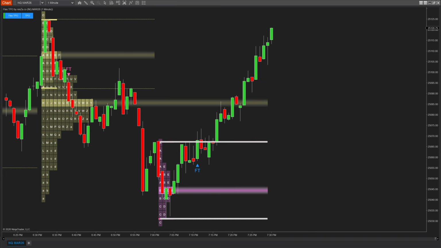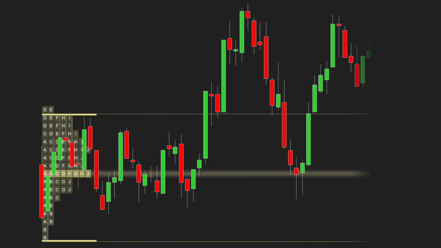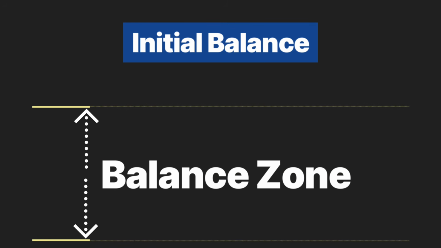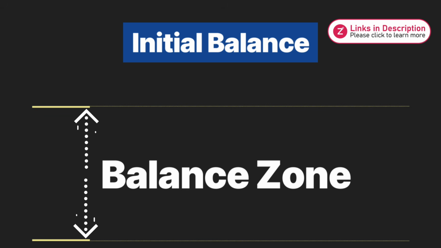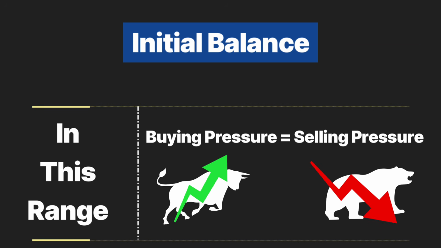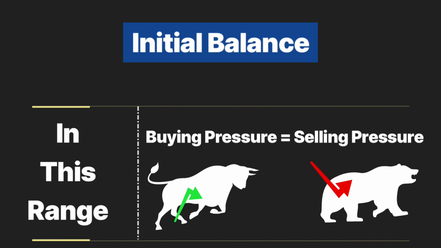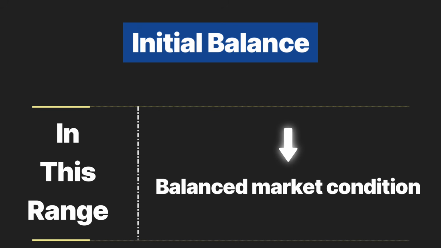The first component is initial balance. Flex TPO uses initial balance to identify the market's initial balance area in a completely new way. Rather than drawing ranges subjectively from swing highs or swing lows, it defines balance based on meaningful, structured time cycles.